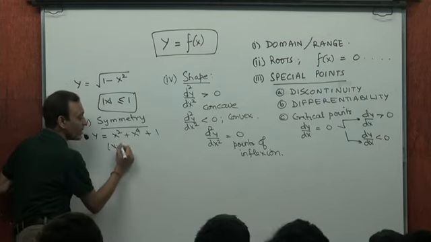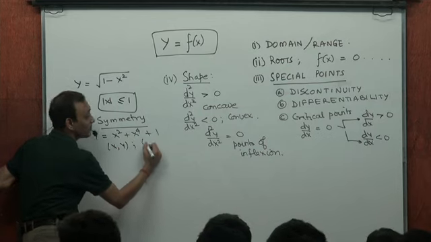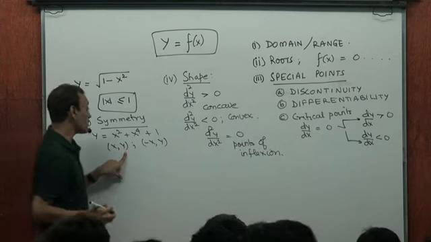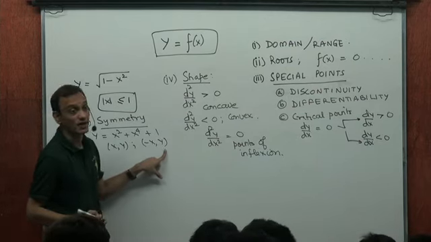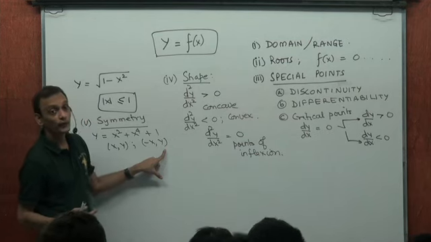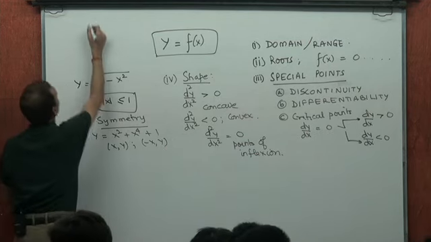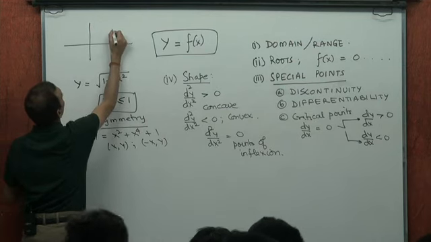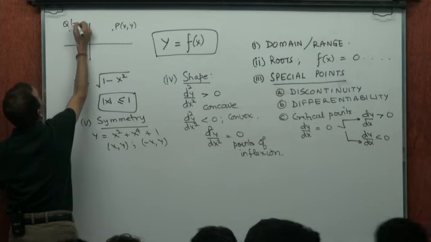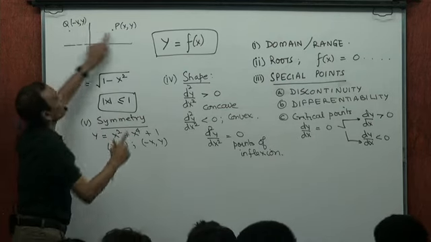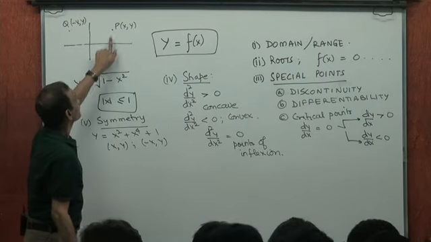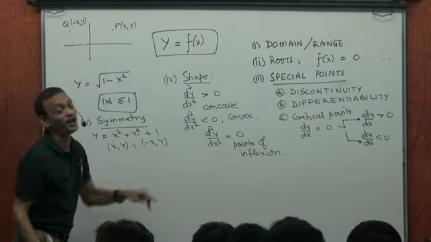Therefore, if (x, y) satisfies this equation, then (-x, y) will also satisfy this equation. That means if (x, y) is a point on this curve, then (-x, y) will also be a point on this curve. Yes or no? Right? Which means, see, (x, y) is a point here, and (-x, y) is a point here. And what are these points? They are mirror images about the y-axis. Therefore, the curve would be rendered symmetric about the y-axis.